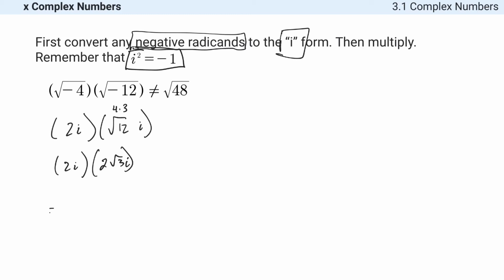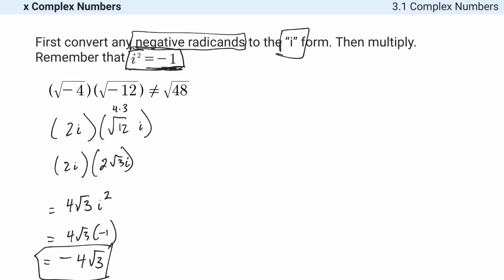Okay, so now I can multiply. 2 times 2 root 3 would be 4 root 3. i times i would be i squared. Then, anytime I see an i squared, I can replace that with a negative 1. So this would be 4 root 3 times a negative 1. And typically, we would write the negative at the first, so we'd write it as negative 4 root 3. So that would be the product of that.